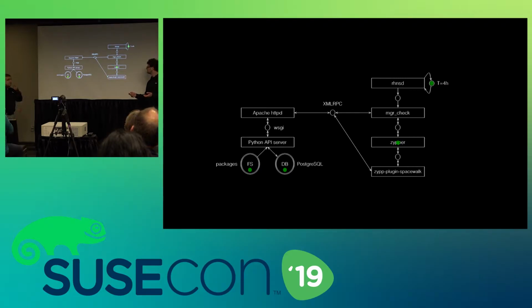What will happen is that the return result comes back to mgr check, and mgr check will save the status of the action, which is completed successfully, into the database through the same API.